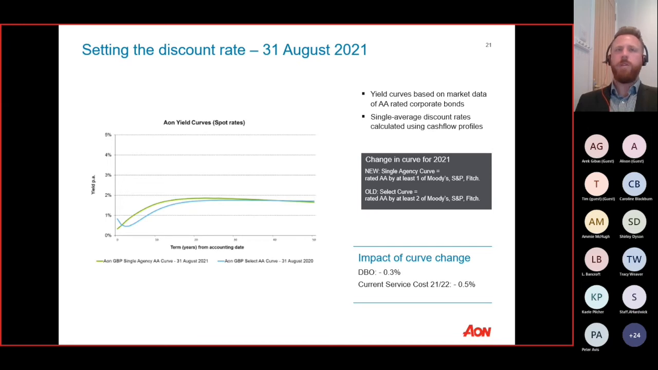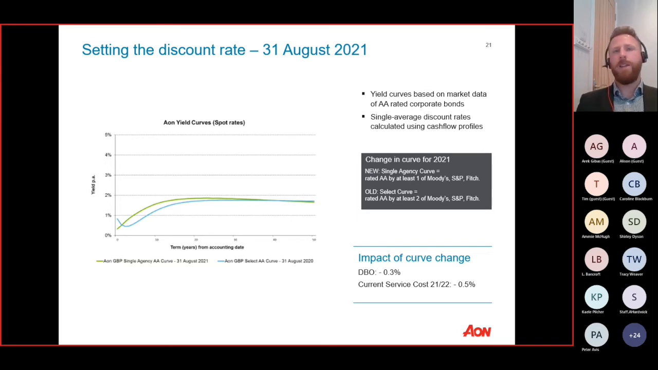This year, however, we've moved to expand the number of bonds. So we're now looking at bonds that are rated AA by 1 of the rating agencies as a minimum, and that's called our single agency curve. So this is a change in approach, and it's something the auditors may ask you about, in which case this is all explained in our assumptions paper, so you can point them towards that. If they require any more details, then please let us know and we'll be happy to discuss it with them.